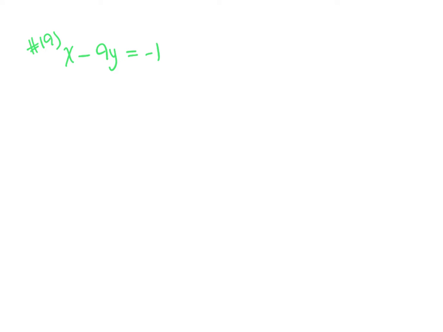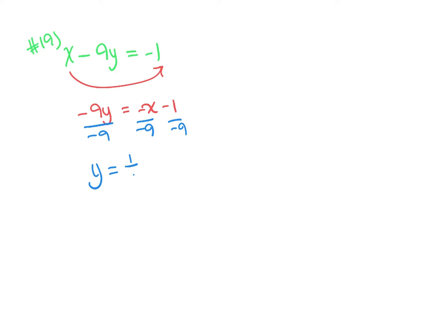The first thing I need to do is figure out the slope if I want a line parallel to it. How do I figure out the slope? I need to put it in what form? Slope-intercept. So I'm going to need to move that x over. Negative 9y equals negative x minus 1. And I divide everything by negative 9. So in slope-intercept form, this guy is y equals negative 1 over negative 9, which is positive 1/9, x, and then negative 1 over negative 9 is positive 1/9.